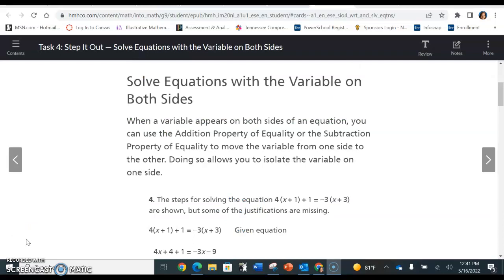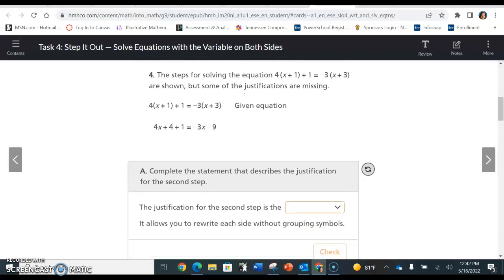Lesson 2.2, task 4. Solve equations with variables on both sides. When a variable appears on both sides of an equation, you can use the addition property of equality or the subtraction property of equality to move the variable from one side to the other. Doing so allows you to isolate the variable on one side. The steps for solving the equation 4 times x plus 1 equals negative 3 times x plus 3 are shown, but some of the justifications are missing.